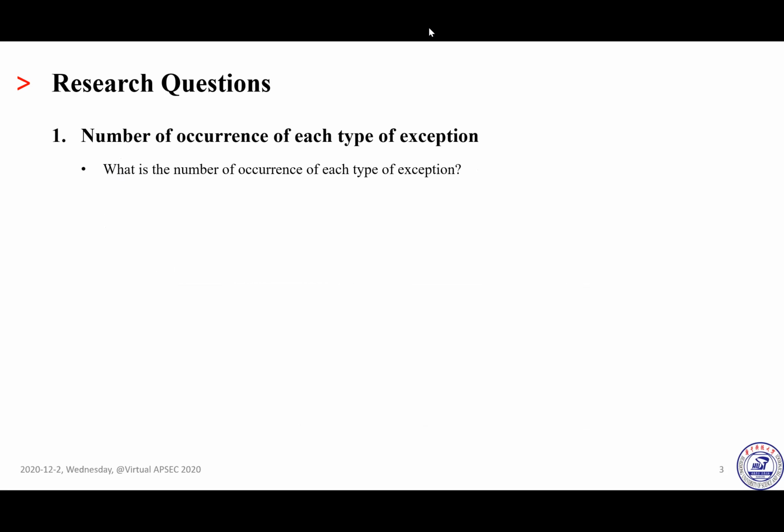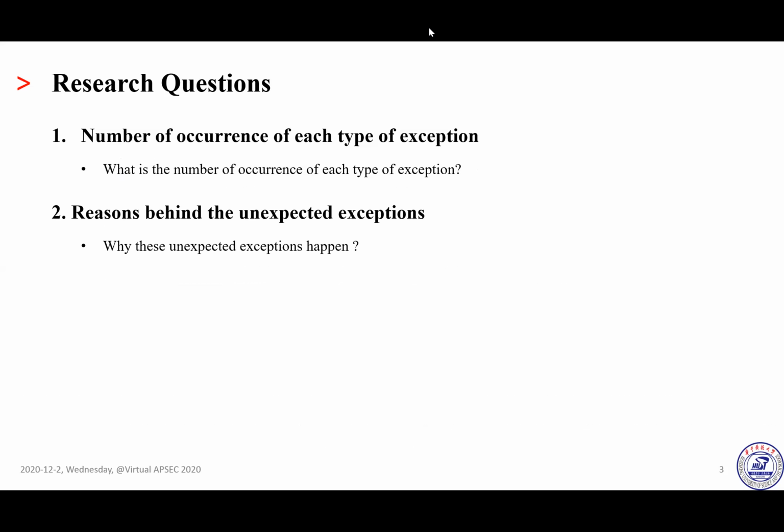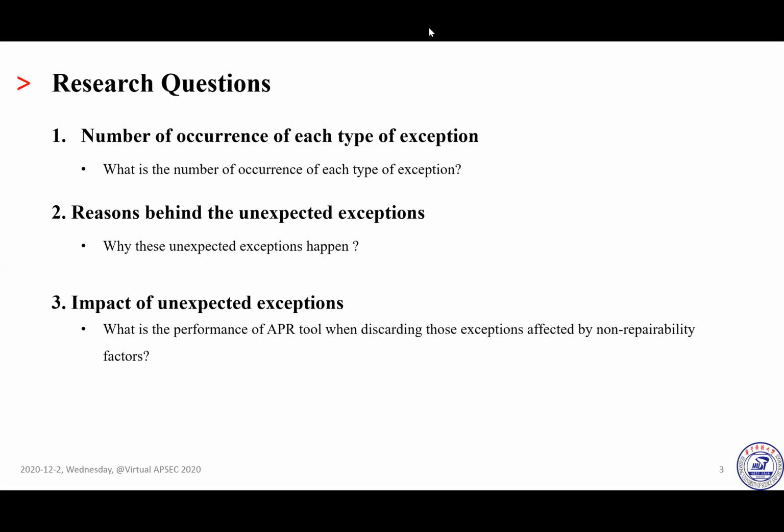Our goal is to analyze the non-repairability factors of APR tools. Here are our research questions. For research question 1, we search for the occurrence of all exceptions. For research question 2, we analyze the reasons behind these unexpected exceptions. Finally, we investigate the impacts on the experimental results by recalculating the effectiveness of APR tools.